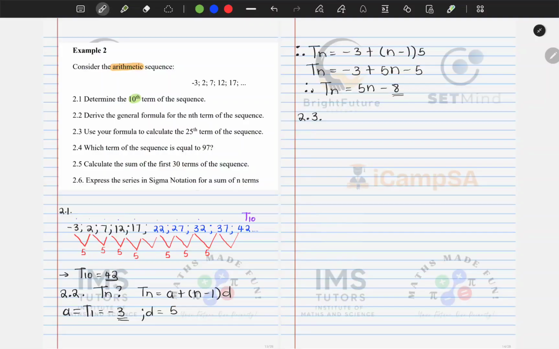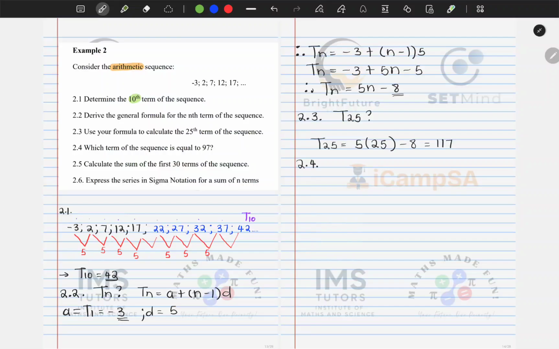So for 2.3, they say use the formula to calculate the 25th term of the sequence. So essentially, what is T25? We are given Tn already, or we found it. So all we need to do is wherever we see n, we must go and put 25. So we'll have 5 into 25 minus 8. So the answer just becomes 117. So that becomes our T25. Then let's go to 2.4.